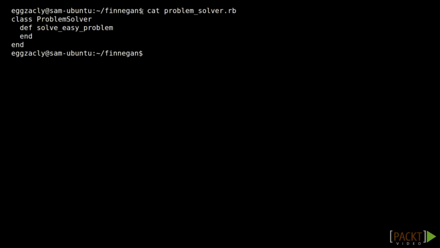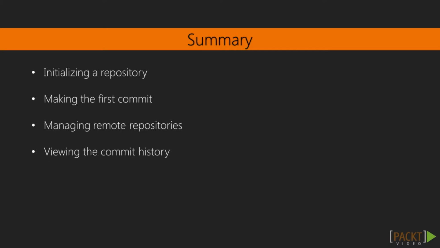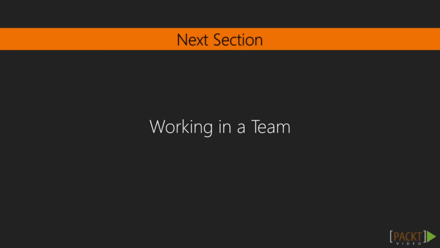on his journey. In this section, we've learned how to initialize a Git repository, make a commit, manage remotes, and view the commit history. For our next section, we'll be learning features that are essential for team collaboration, such as branching, forking, synchronizing, and issuing pull requests.